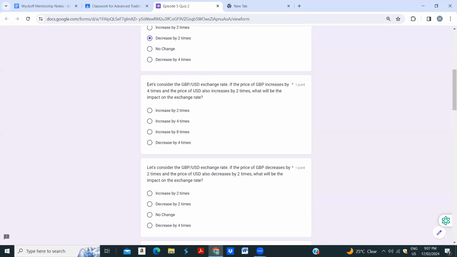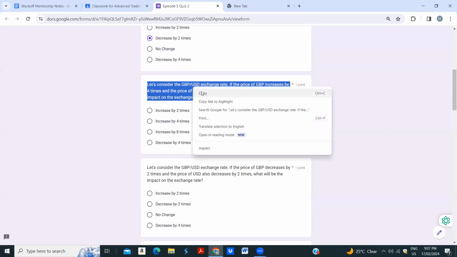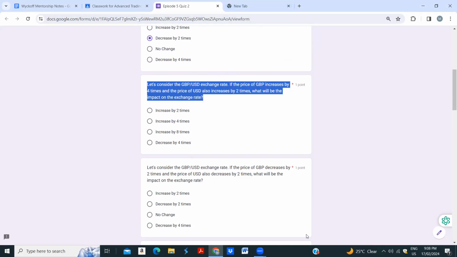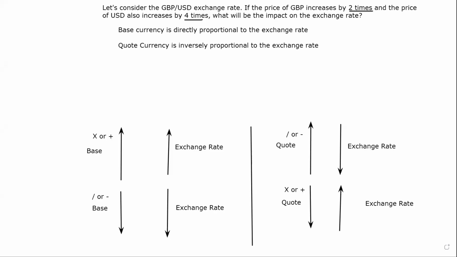Now let's consider this situation. Let's consider the GBP USD exchange rate. If the price of GBP increases by 4 times and the price of USD increases by 2 times, what will be the impact on the exchange rate? So let's go back to the whiteboard and write down this question.